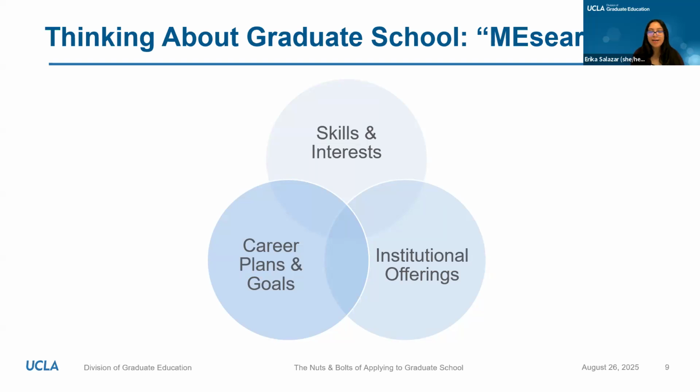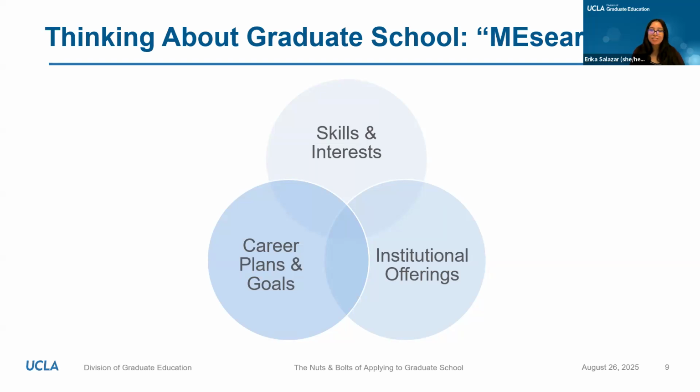Perhaps you are interested in expanding your research skills. You are, let's say, for example, a sociologist who is interested in doing more empirical research. So your hope is that when you go to graduate school, you'll be able to expand on your empirical research skills. That is some of your skills, and your interest is to learn a little bit more about those research capabilities. Let's say too, when you're thinking about graduate school, you want to think about institutional offerings.